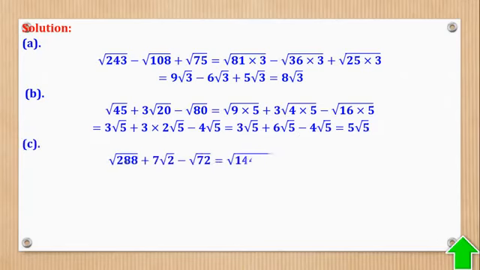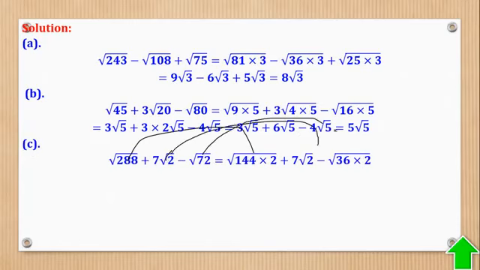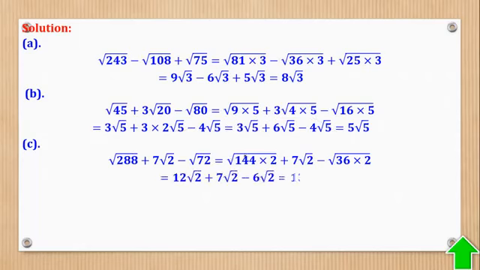Then part C, still do the same. This is the same as 144 times 2. This one is already simplified. Then this is 36 times 2. So square root of 144 is 12. You remain with root 2. This one is already simplified. Then square root of 36 is 6. You remain with root 2.